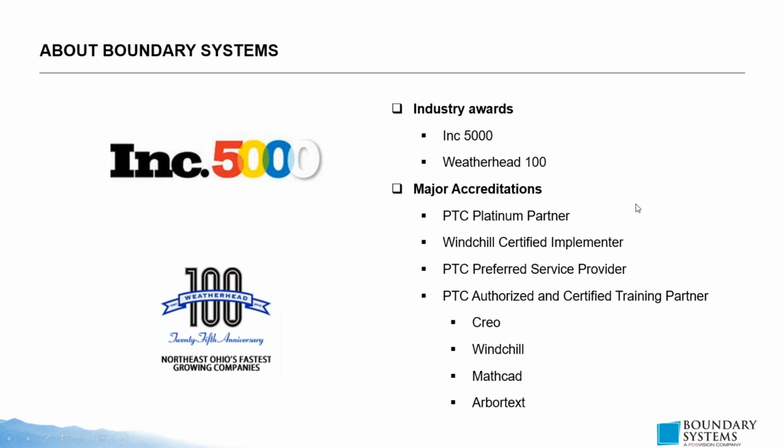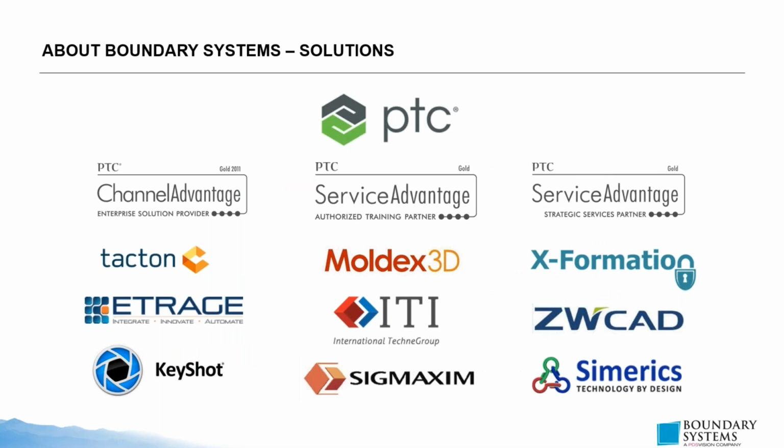A little bit more about us. We've been noted in the Inc. 5000, which is a national, and the Weatherhead 100, which is a local Cleveland measurement of companies. So you have those industry awards. We're also a PTC Platinum partner, which gives us greater capabilities working with PTC and bringing their products to you, along with everything else you see there. And as part of that PTC Platinum partnership, we work with these other software companies, being Tecton, ANSYS, Keyshot, to name a few, Cymerics, which is flow analysis. So yeah, we do quite a bit. We work with a good amount of companies to bring software to whatever your needs are.